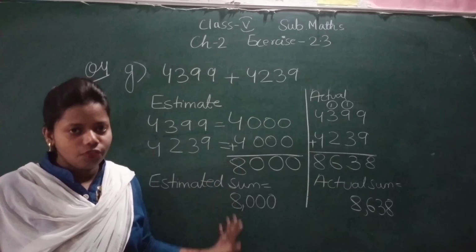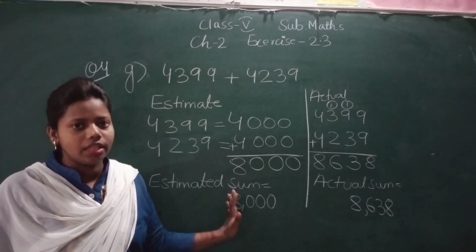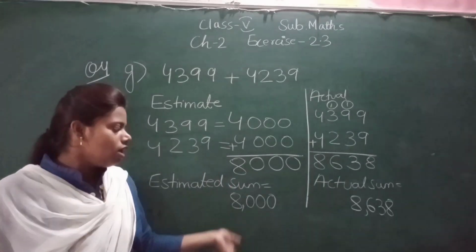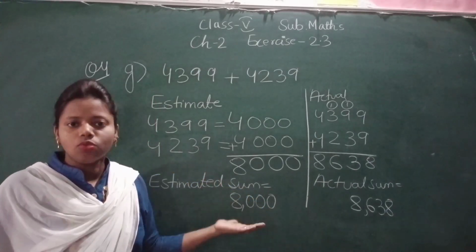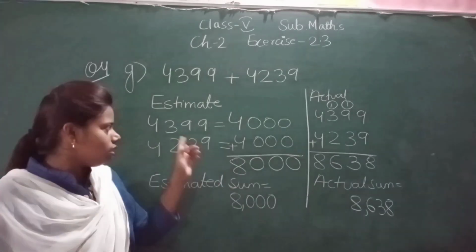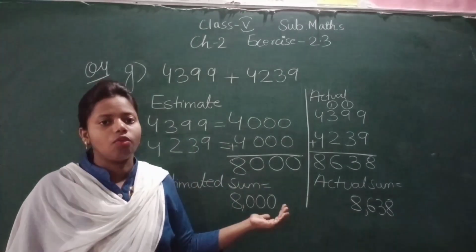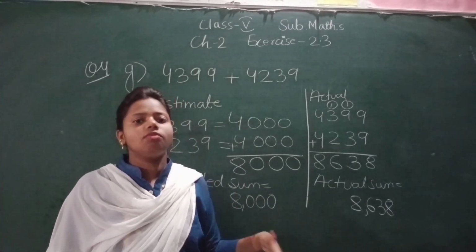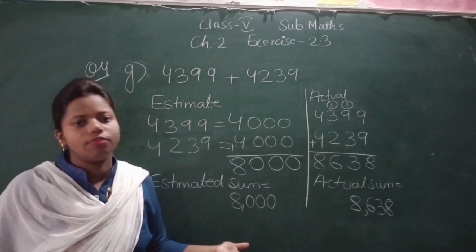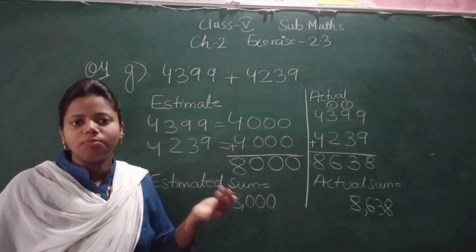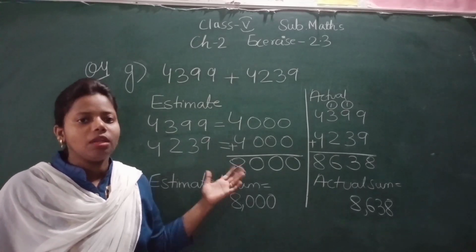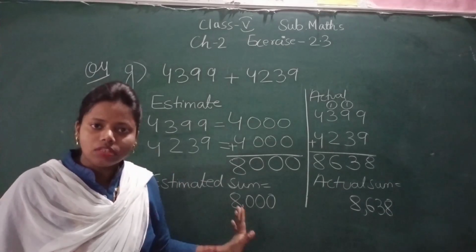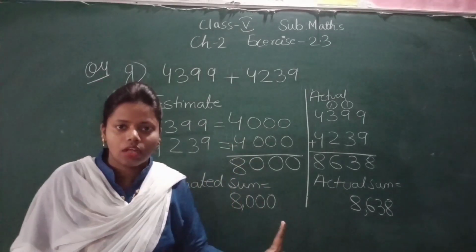So this was question number 4. We have to estimate the sum and then verify the answer. Understood? We have to round according to the number given. Here it was given up to the thousands place, so we have rounded to the nearest thousands place. If it is given up to the hundreds place, we will round to the nearest hundreds place. If it is up to the tens place, we will round to the nearest tens place. So it depends upon the number.